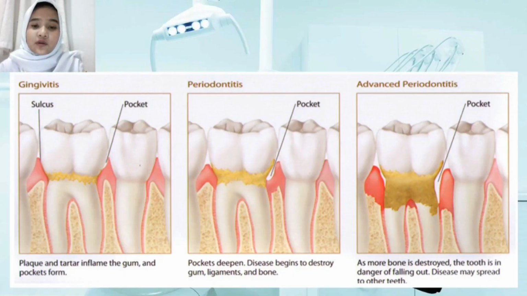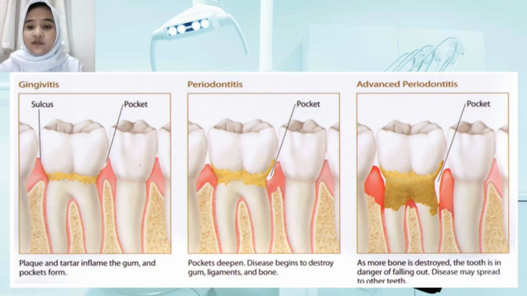This is 3 process of dental calculus resulting in tooth loss. First is gingivitis. Plaque and tartar or dental calculus inflame the gum and pockets form. Next is periodontitis, pockets deepen. Disease begins to destroy gum, ligaments, and bone.